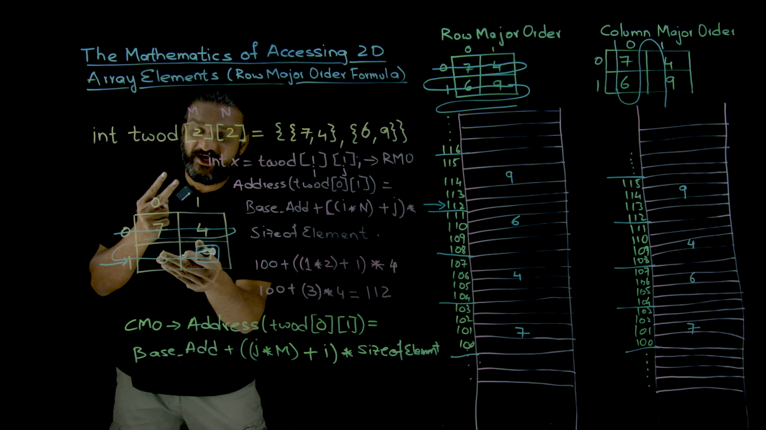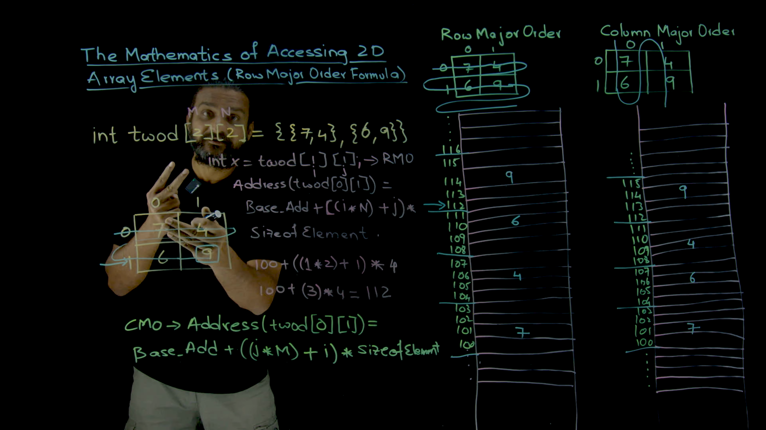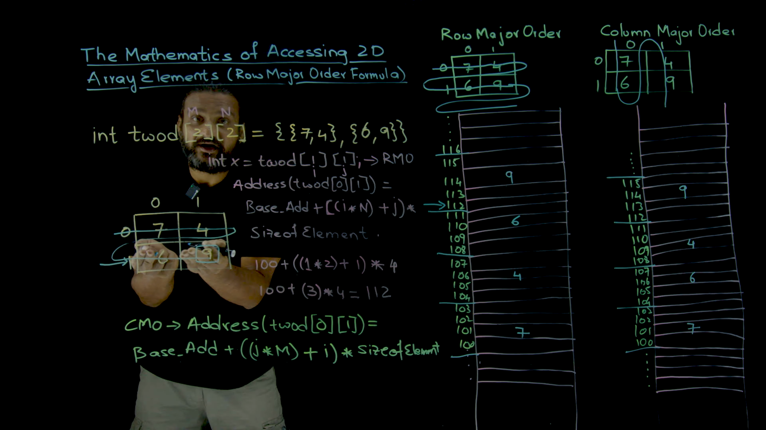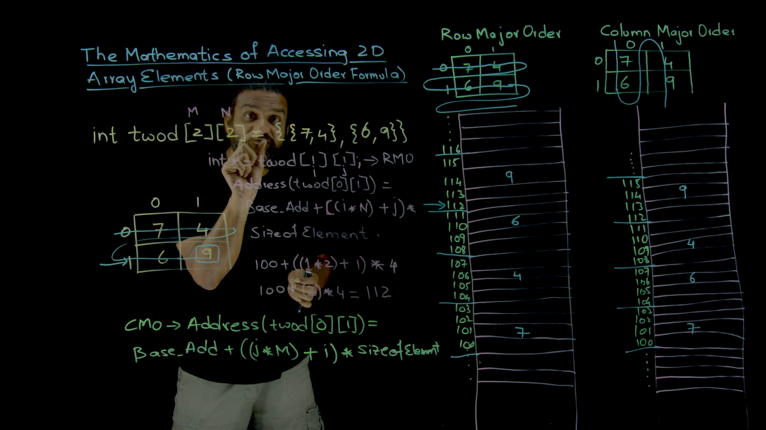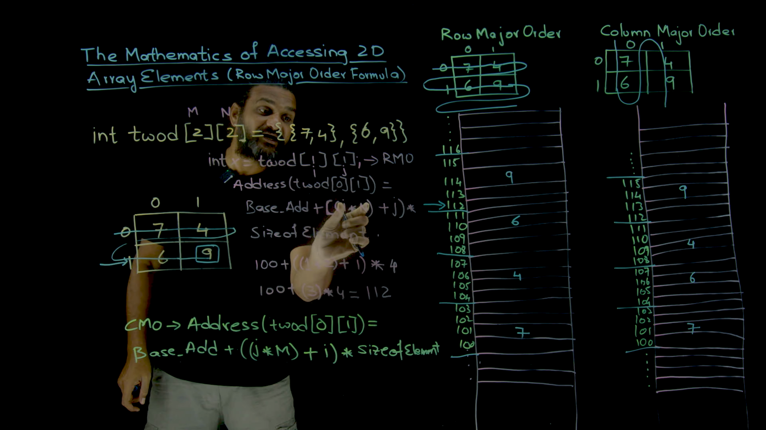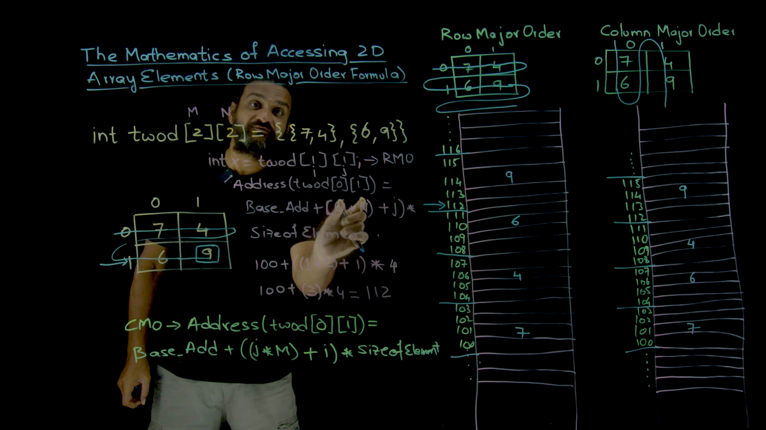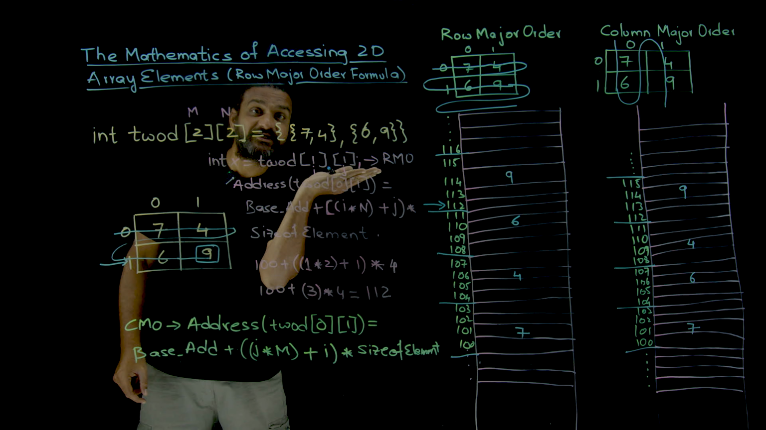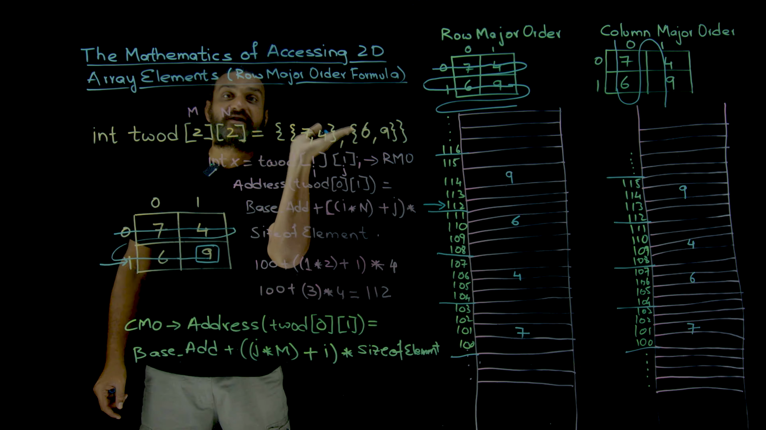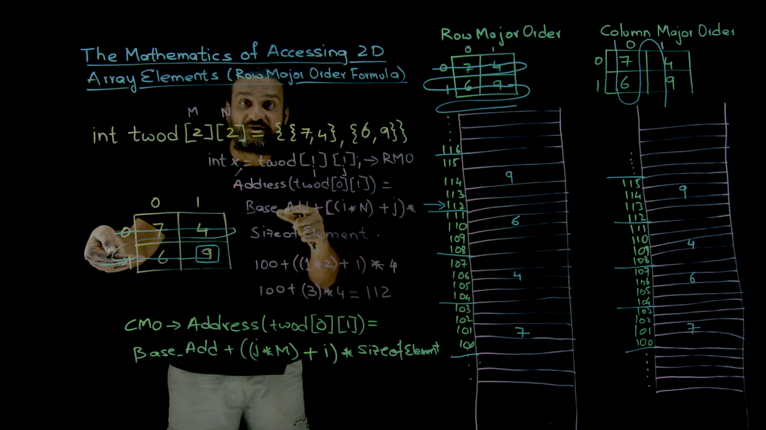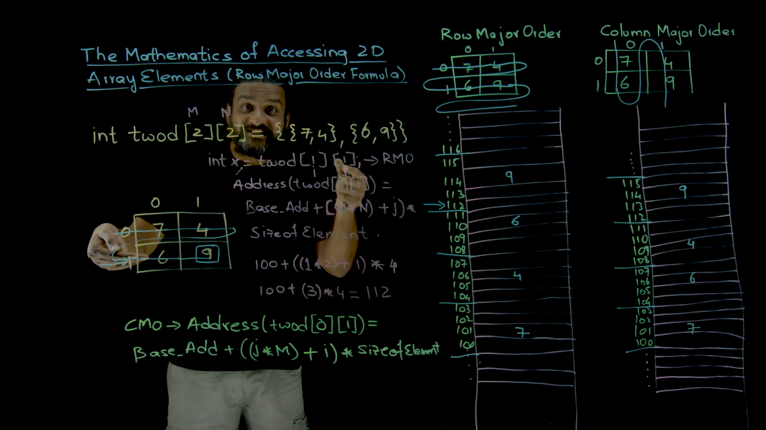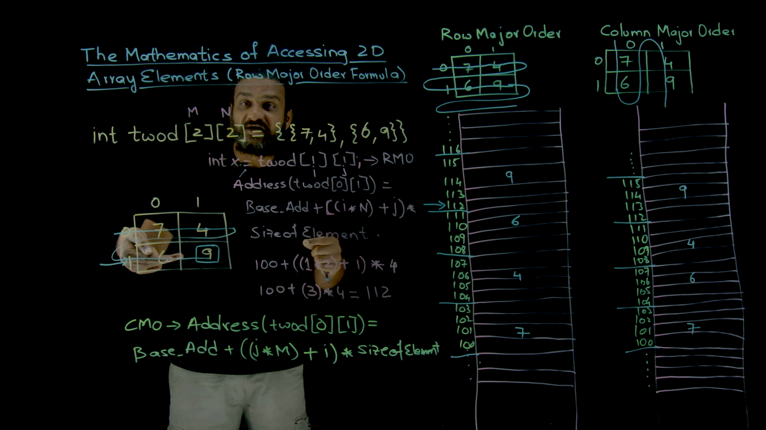How many elements are there above the current element? So above the current row, how many elements are there? There are 2 elements. So this is what we are going to get from this part of the formula. I into n, we are going to get the number of elements that are present above the current row. Current row means the value that we are trying to access exists in the current row, which is 1.